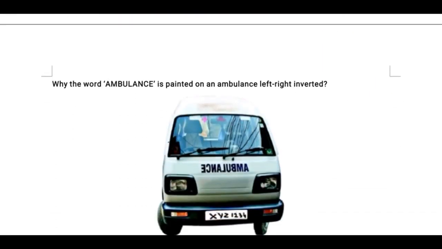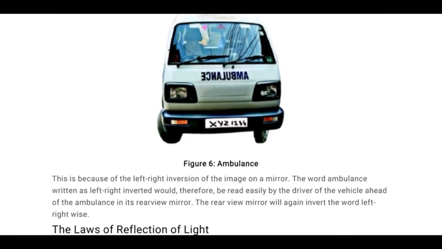Take the word ambulance, which is written left-right inverted. If you are able to see that particular letter in the mirror, a plane mirror, you can read the name of the ambulance. The lettering shows the same as what you want to read, right? That explanation is present at the bottom of a car. This is because of the left-right inversion of the image in the mirror. The word ambulance is written left-right inverted, and therefore it can be read easily by the driver of the vehicle ahead of the ambulance.